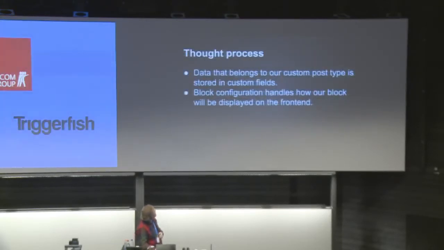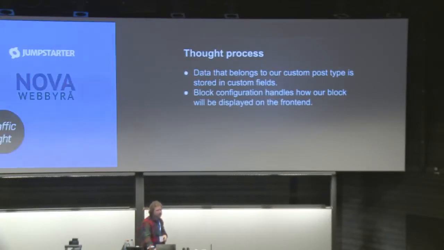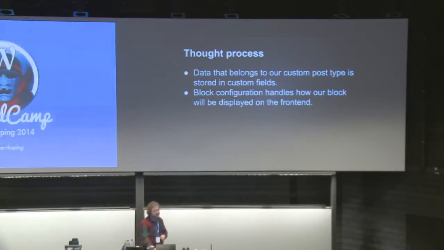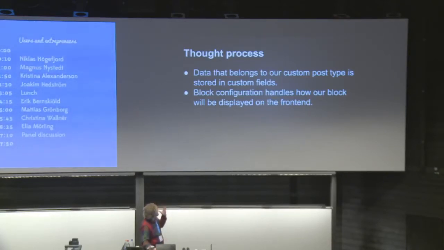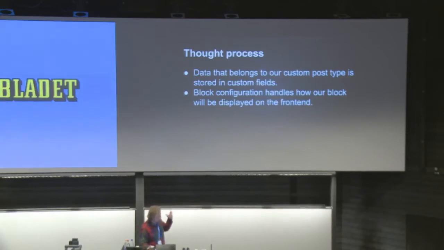And a little bit about the thought process. Data that belongs to our custom post types, like when we have books, we have the author and the published date of the book. We store that in our custom fields because that's data that belongs to the custom post type in question, if it's a book, if it's an author. And then stuff that handles how our shortcodes will be displayed, that you put in the actual configuration inside Visual Composer.